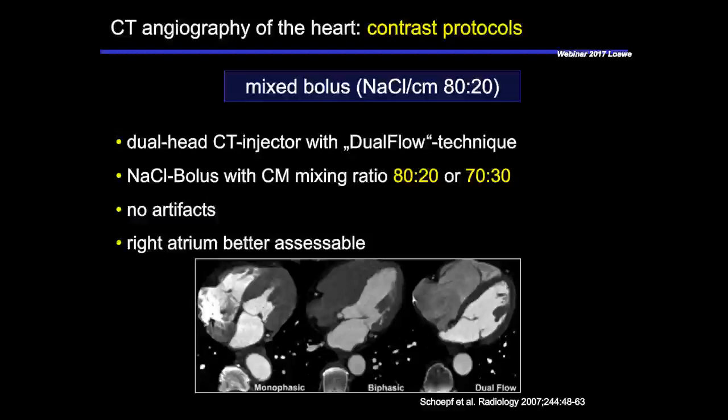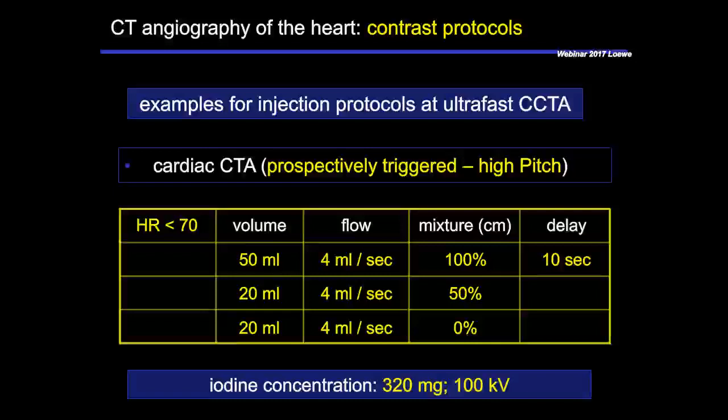And the way to go is a biphasic protocol here. So we start with the first phase of pure contrast material, and we continue with a second phase of a one-to-one mixture between saline and contrast. And this gives you a very good and homogeneous enhancement of the right ventricle without any streak artifacts. So that's a typical protocol if you have a high-pitch prospectively triggered scan: 50 ml of contrast with a flow rate of 4, followed by 20 ml of contrast mixed with saline in a one-to-one mixture, and of course 100 kV if the patient is not obese. So this would be the typical protocol for a prospectively triggered high-pitch scan.